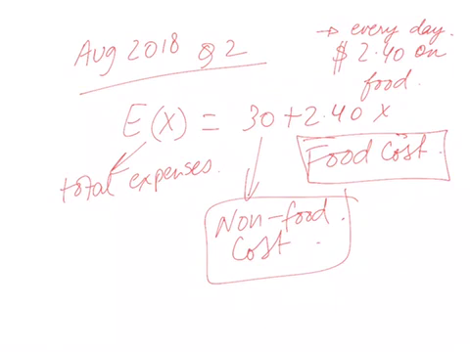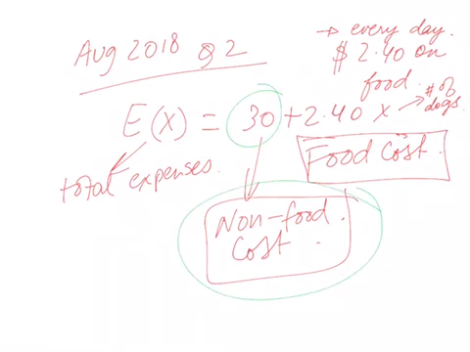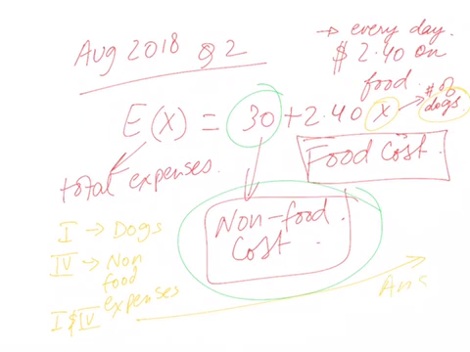So let's see what all this represents. So x represents the number of dogs, and 30 represents the non-food. So look for this: 1 is the number of dogs, and 4 is non-food expenses. So our answer choices are 1 and 4, which solves to answer 2.